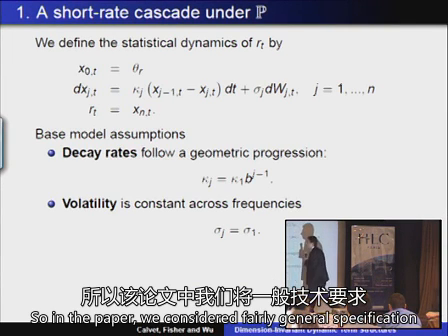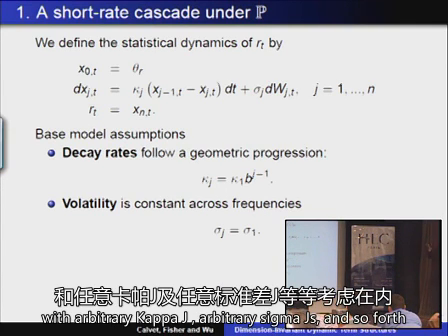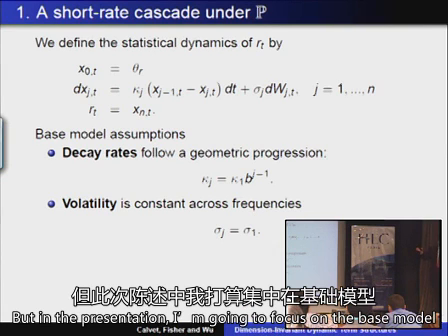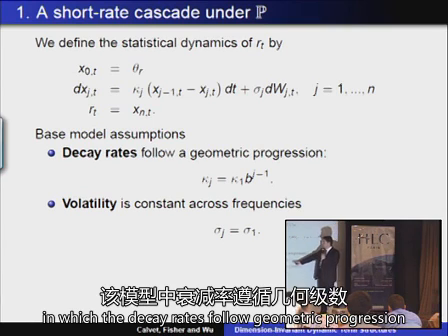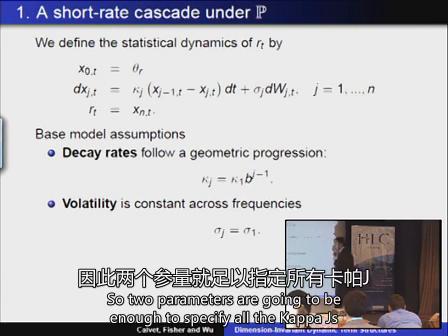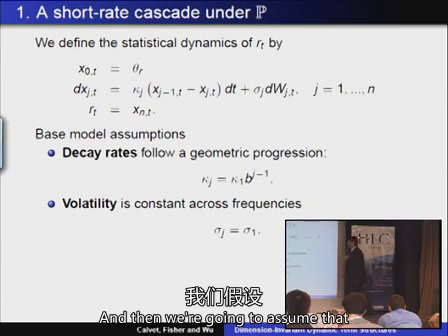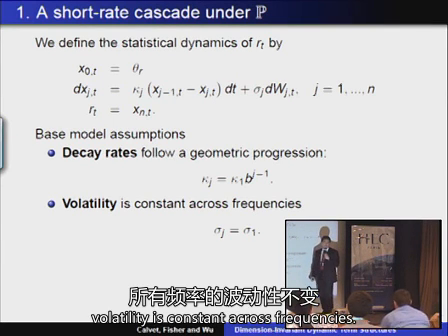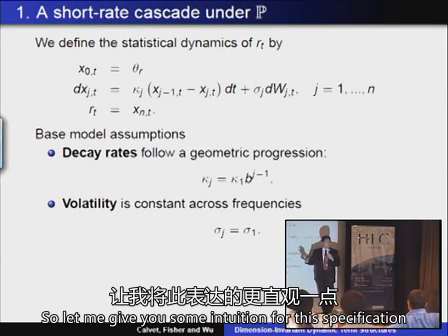In the paper, we consider a fairly general specification with arbitrary kappa_j's, arbitrary sigma_j's, and so forth. But in the presentation, I'm going to focus on a model in which the decay rates follow a geometric progression. Kappa_j is kappa_1 b to the j minus 1. So 2 parameters are going to be enough to specify all the kappa_j's. And then we're going to assume that the volatility is constant across frequencies. So let me give you some intuition for this specification.